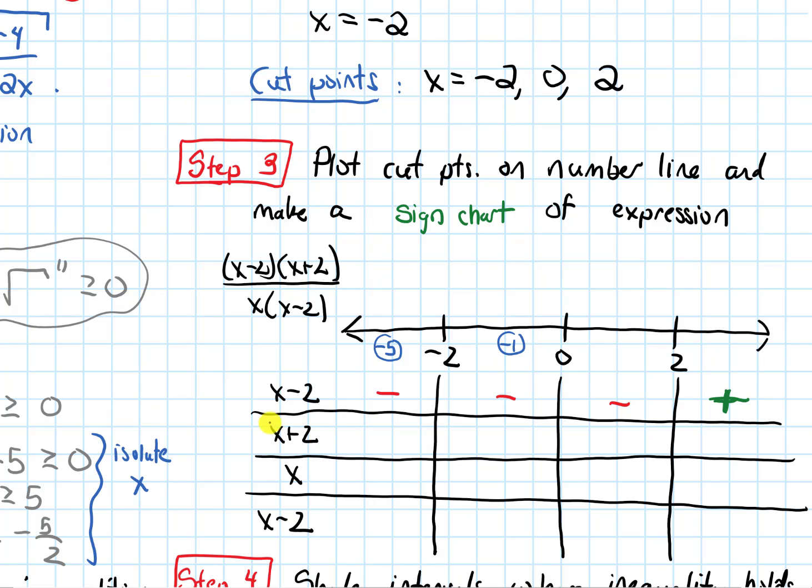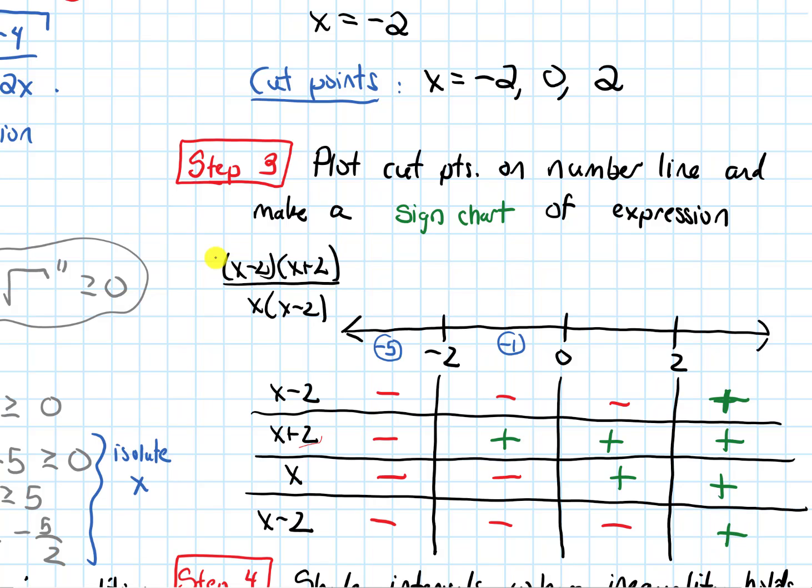X plus 2, when does that change sign? Well, it equals 0 when we plug in -2. And when I plug in something smaller than -2, this is going to be negative. When I plug in something bigger than -2, in all those situations, it'll be positive. All right, so when does x change sign? At 0. When I plug in something bigger than 0, it's going to be positive. And if I plug in something smaller than 0, it is going to be negative. X minus 2, we actually did this one already. It was at the top. It's just repeated. So I know that this is negative, negative, negative, and then followed by a positive.